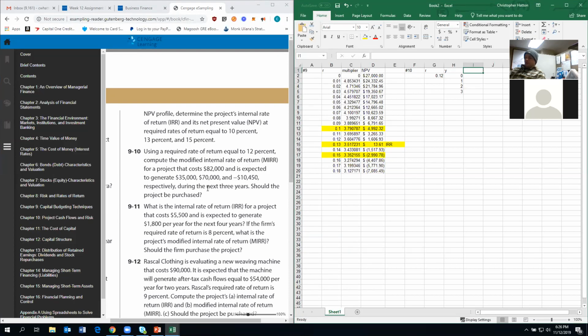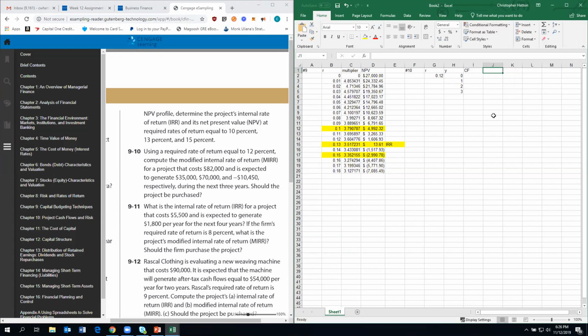And then we want, remember, we want to have cash flows. And we want to have present value of outflows and future value of inflows, taking into account the 3-year period. So I'll show you how to calculate these. It's not straightforward, but you'll get used to it as you do this. 82,000. Then we had 35,000, 70,000. These are numbers right out of the question here. Negative 10,450.